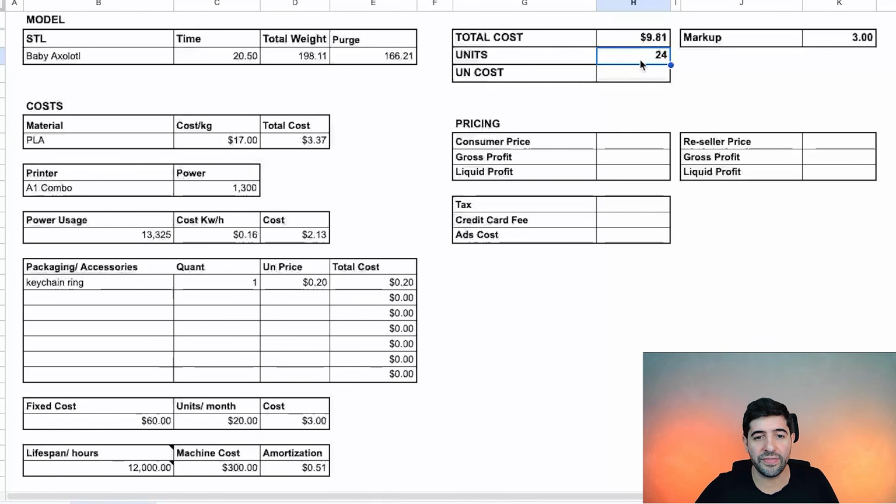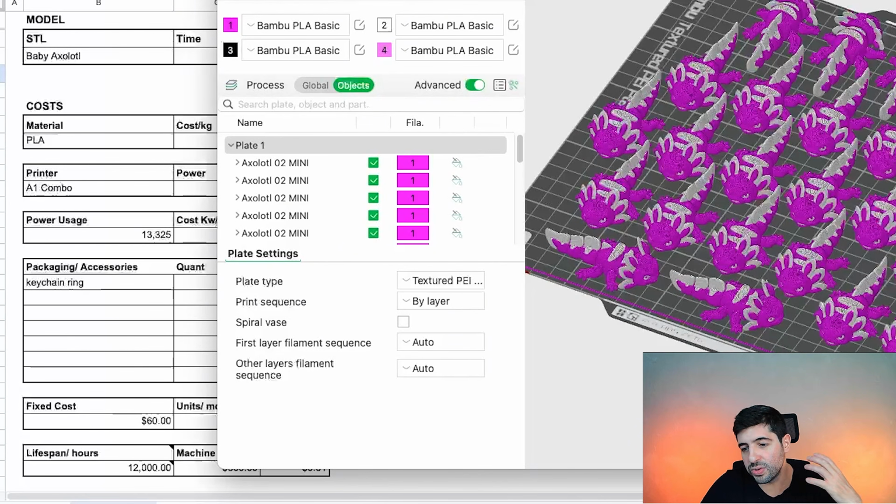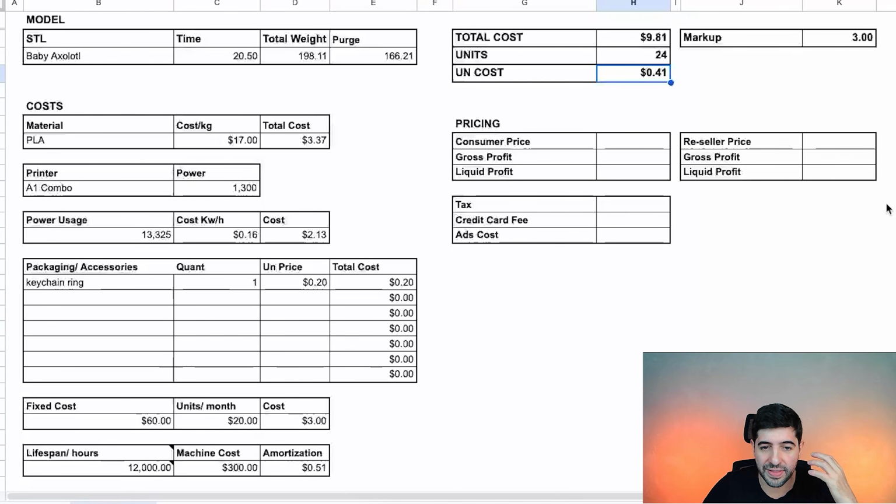All right, so the amount of units that we counted before is 24 units. So the unit cost, how much does it cost to print one single axolotl? It's actually 41 cents. I'm able to sell those at $3. That's awesome. Your markup on price is very good. It's almost 10. This is why I said at the beginning that pricing is less scientific than cost, because pricing is how well of a seller you are, how well you can sell your own products.